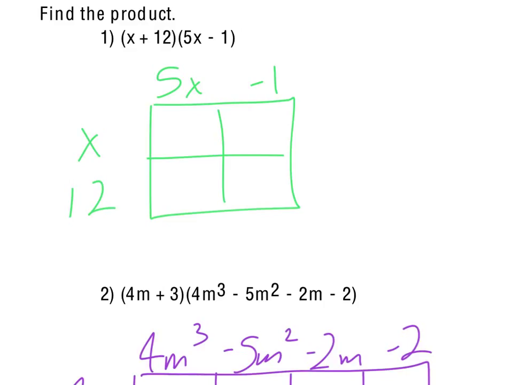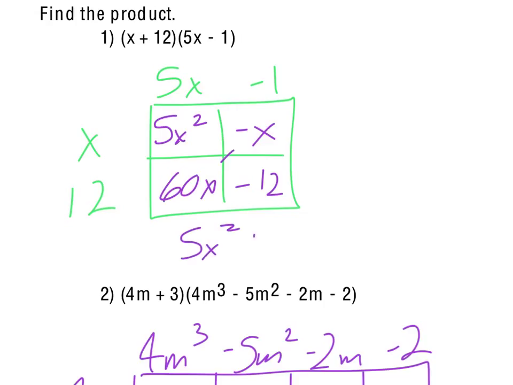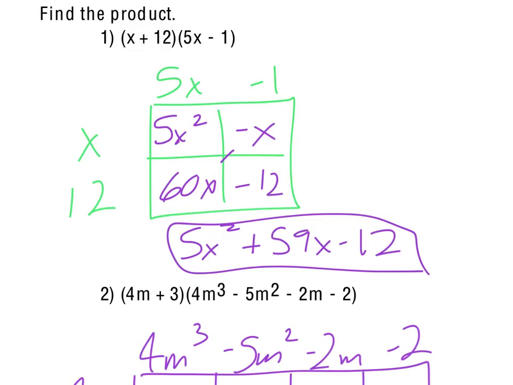In order to find this product, I have set up a 2 by 2 box, so we just need to find the products in each square and then combine like terms. Top left we'd have 5x squared, we'd have a negative x here, 60x, and then minus 12. These two are like terms, so we get 5x squared plus 59x minus 12 for our answer there.